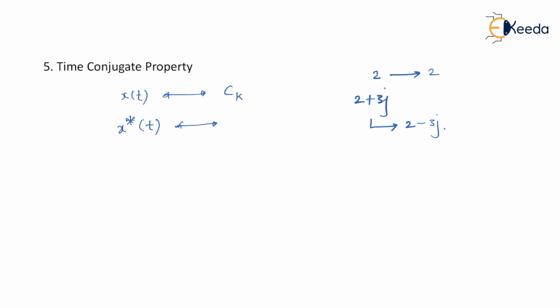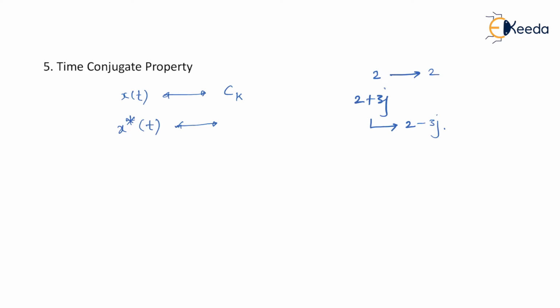So what I mean to say is that most of the times we deal with real signals, am I right? So we believe that x of t most of the time is a real signal. So when x of t is a real signal, this property is immaterial because x conjugate of t and x of t will remain same. In case x of t is a complex signal, then only this property is applicable.